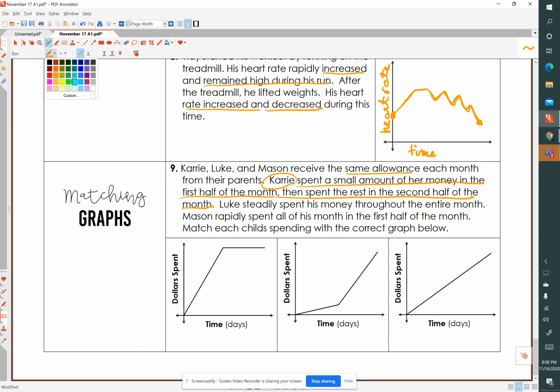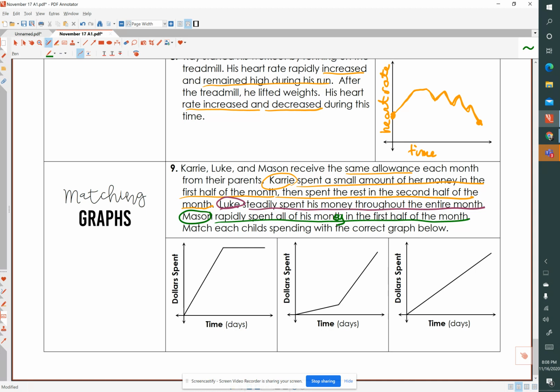Okay, let's color code these. Luke steadily spent his money throughout the entire month. And what did Mason do? Mason spent all of his money, I think that's a typo, all of his money rapidly in the first half of the month. So, what's your spending style, kids? Can you make the allowance last the whole month, or is it gone in the first week?